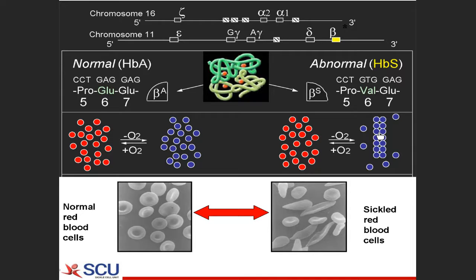Now, can anybody tell me some of the differences in the characteristics of the normal red blood cell and the sickle red cell? What are some of the differences between the normal red cell and the sickle red cell? Anybody?